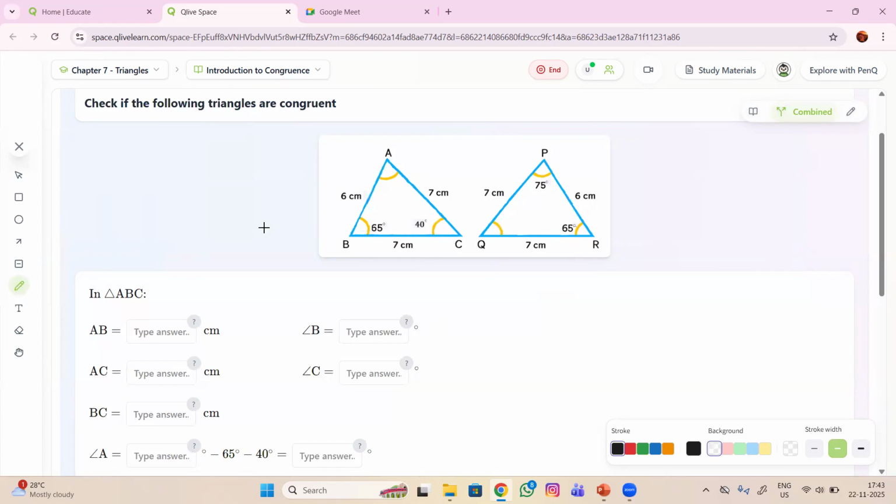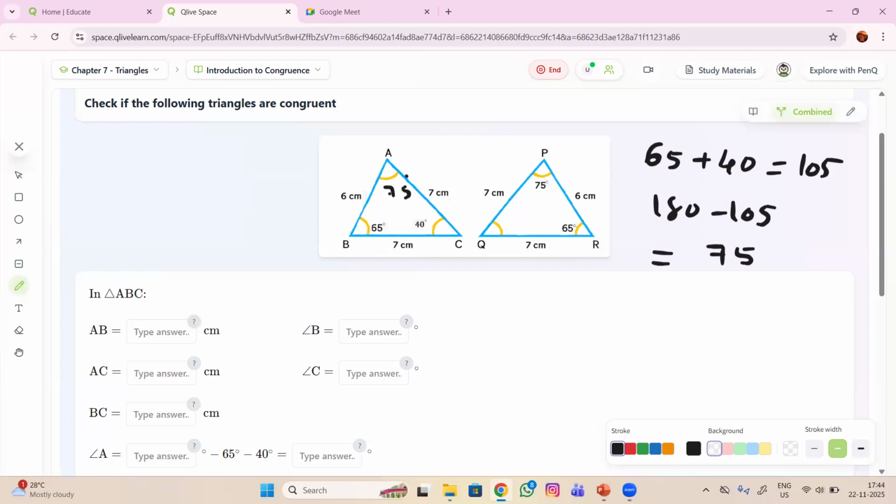First, look at the figure carefully. The three sides are given in these two figures. Then one angle is missing, so we first find out that angle. In the first figure, we add 65 plus 40. We get 105. Then we subtract from 180 and we get 75. So this angle is 75 degrees.